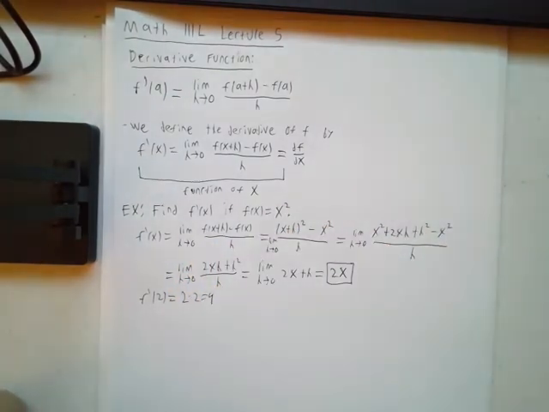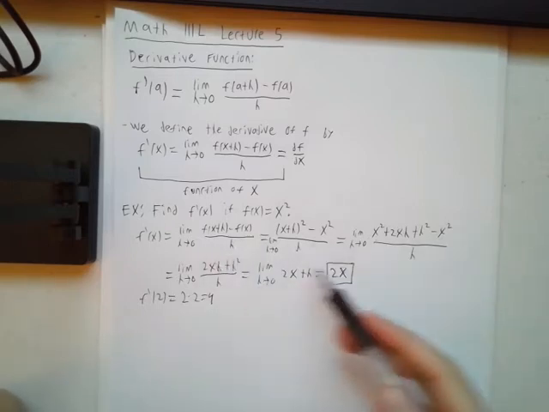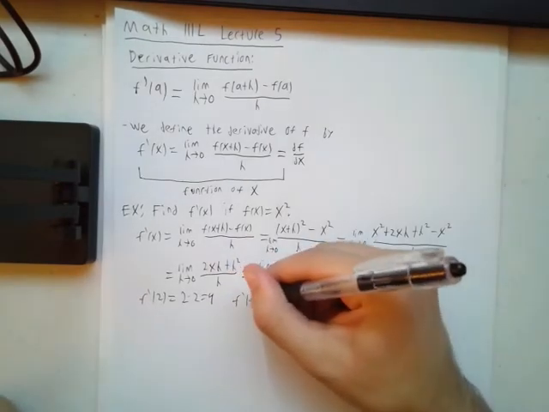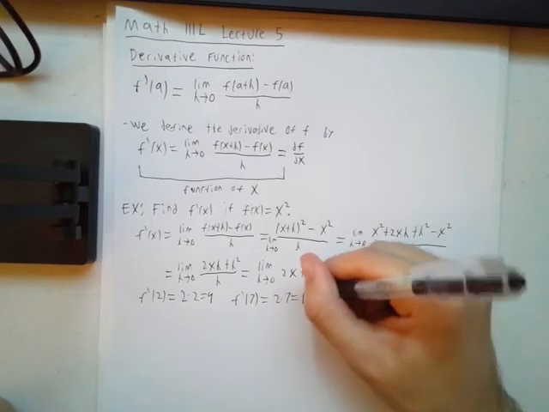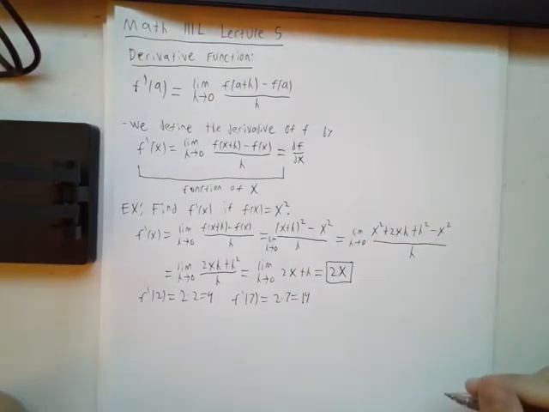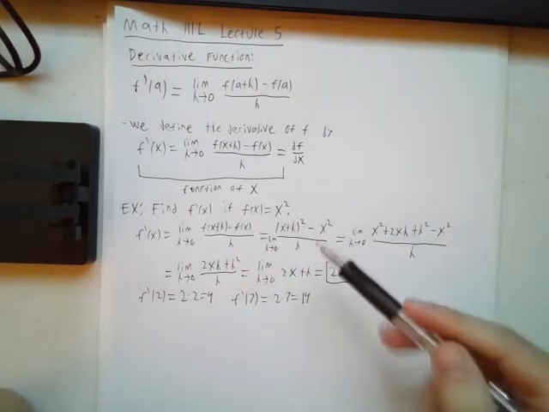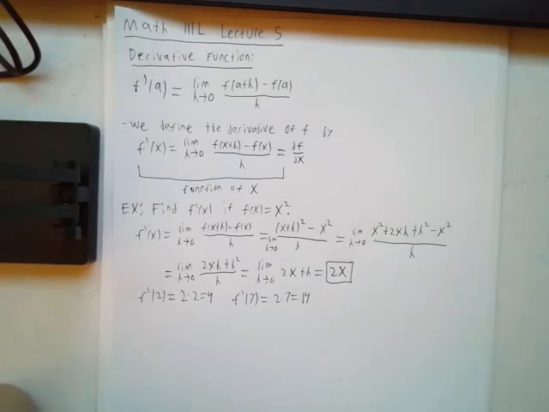But now, if I asked you, okay, what's the derivative at x equals 7? We don't have to redo any of these calculations. We can just say that f prime of 7 is equal to 2 times 7, which is 14. So by doing the calculation in terms of x, we can really save ourselves a lot of time.